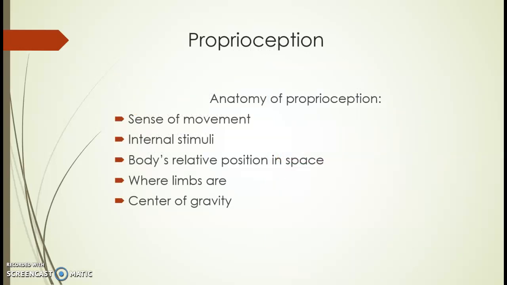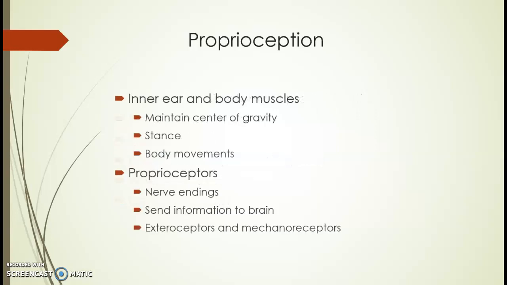Our 5th sense that we're going to look at is proprioception. This is the sense of movement, and it relies on internal stimuli rather than external. It also does not rely on any of the 5 senses for information. The easiest explanation is that, according to Elizabeth Quinn, it is the sense of knowing your body's relative position in space. Proprioception allows a person to know where their limbs are at all times and to keep their center of gravity.